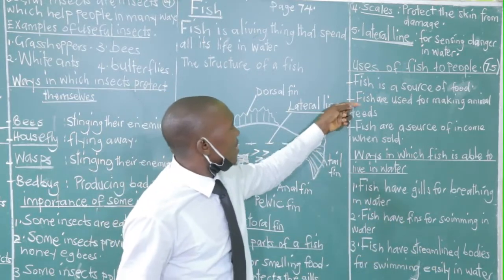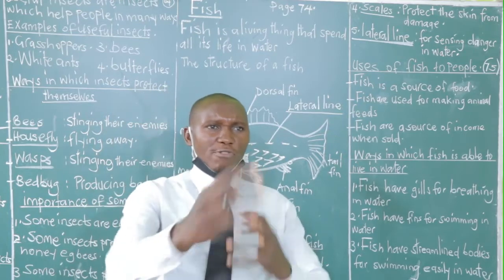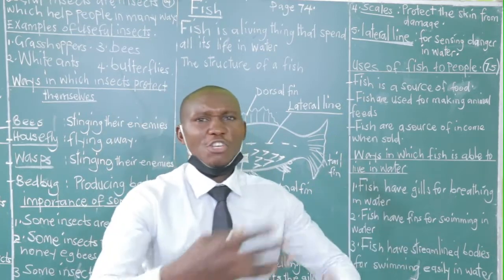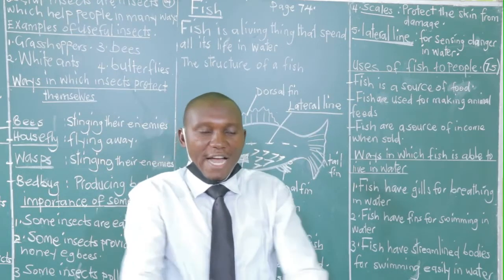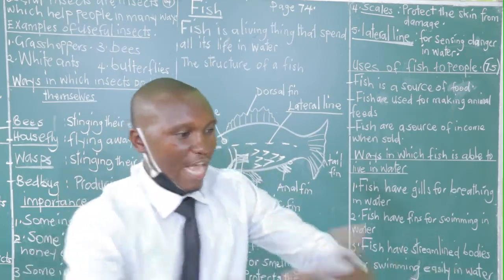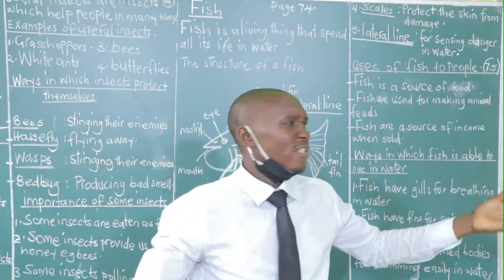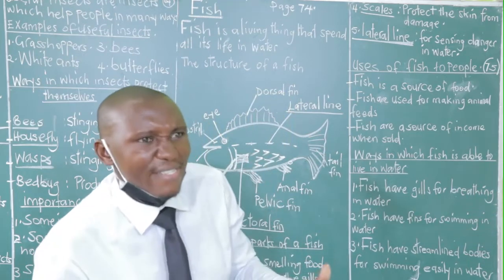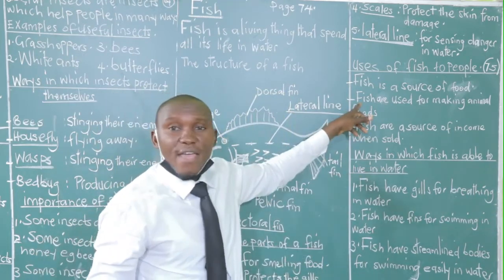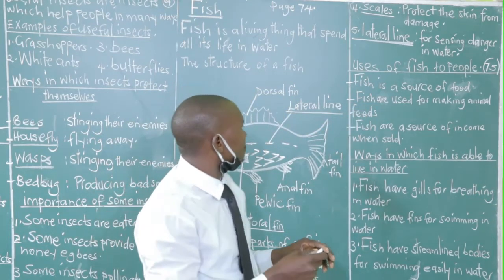Two, fish is used for making animal feeds. They process animal feeds using the fish themselves and the fish bones. Then they mix with those animal feeds. Then animals enjoy. The birds eat animal feeds. The animals themselves, the cows, the goats, the pigs, they eat the food that's made using fish.